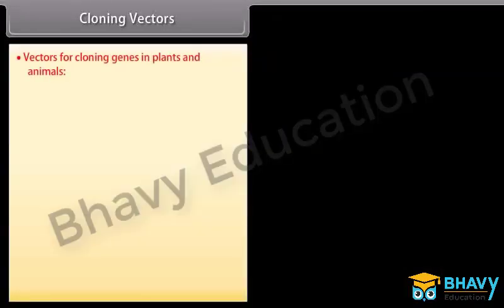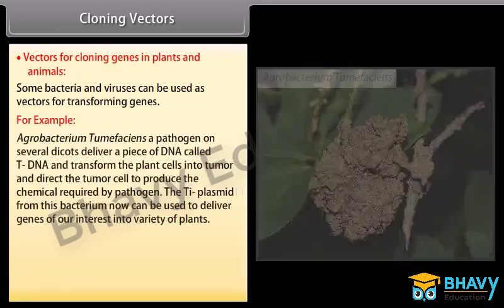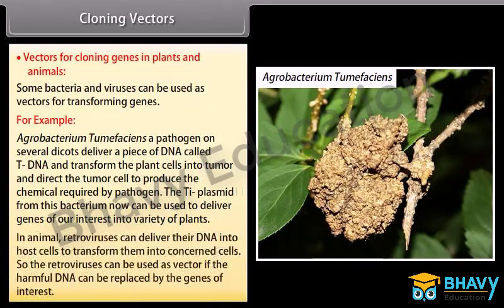Vectors for cloning genes in plants and animals. Some bacteria and viruses can be used as vectors for transforming genes. For example, Agrobacterium tumefaciens, a pathogen of several dicots, delivers a piece of DNA called T-DNA and transforms the plant cells into tumor cells and directs the tumor cells to produce the chemicals required by the pathogen. The plasmid from this bacterium can now be used to deliver genes of our interest into a variety of plants. In animals, retroviruses can deliver their DNA into host cells to transform them into cancerous cells. So, retroviruses can be used as vectors if the harmful DNA is replaced by the genes of interest.